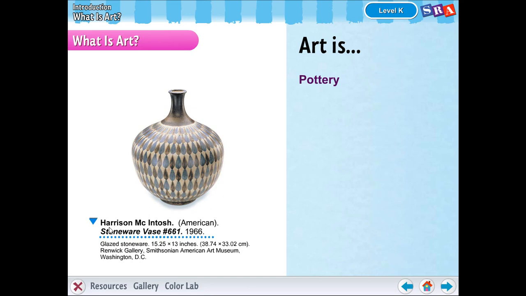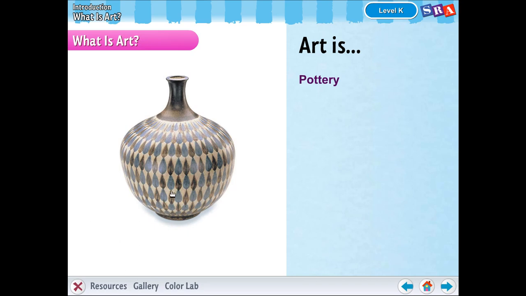This is made by an artist named Harrison McIntosh, and he's an American artist. And this was made in 1966. There's a number here, 661. Wow. That tells me that this is the 661st one of these. He made 660 of these before he made this one, because it's a number 661. So this is in the Renwick Gallery, and you could go to Washington, D.C., and you could see this in one of the galleries.